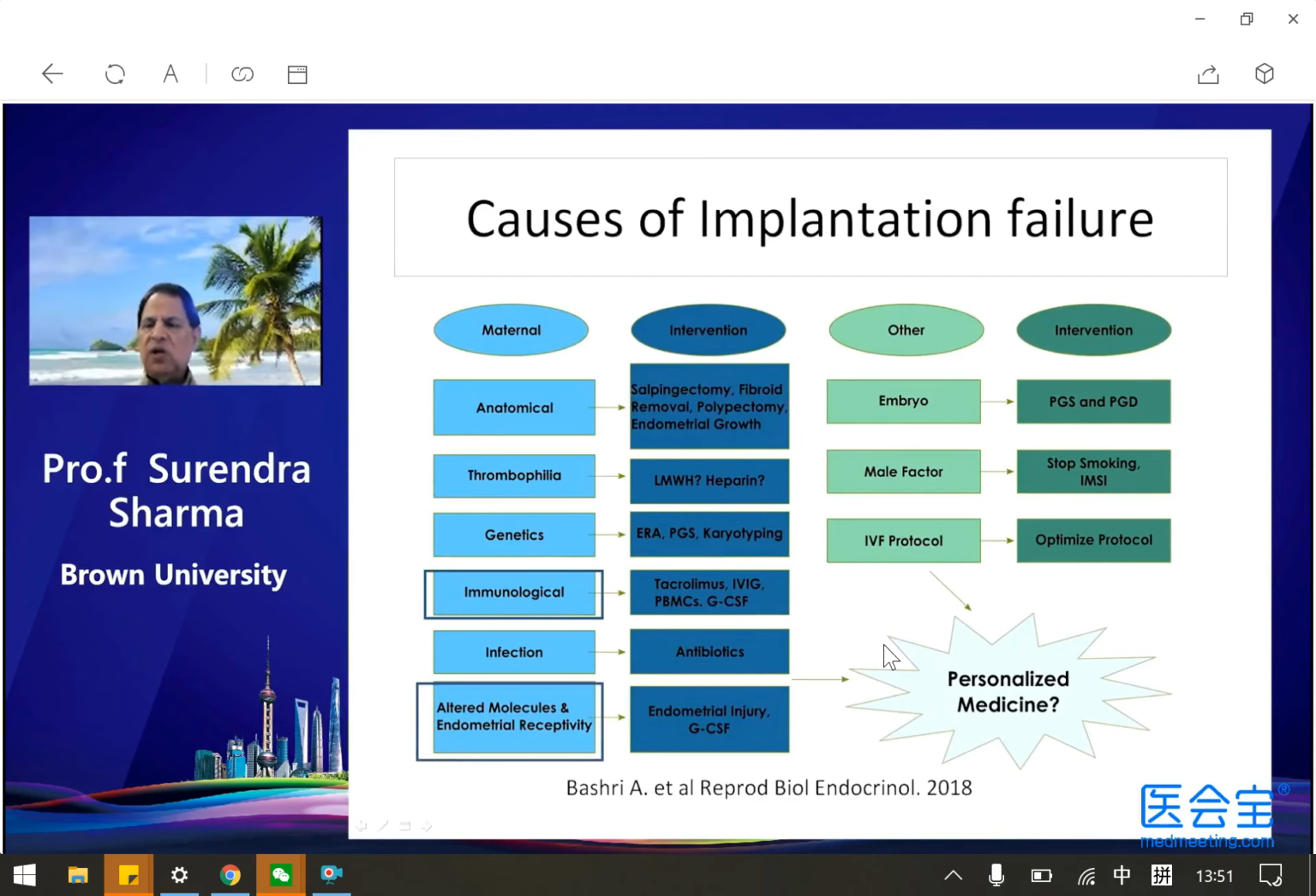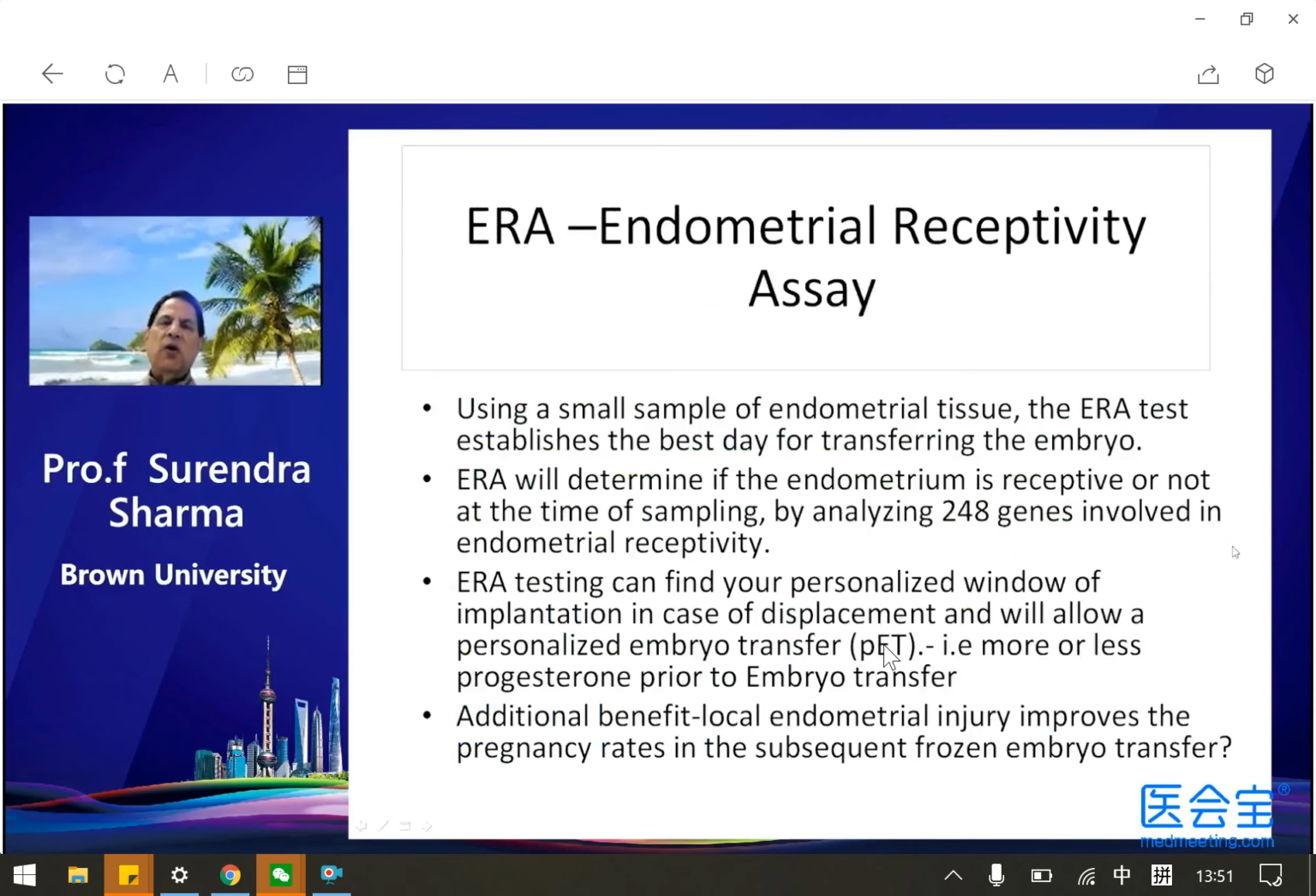So I just want to take you through one assay that is being widely used currently in the IVF clinics, and that is the endometrial receptivity assay. And why is it widely used? Because it uses endometrial biopsy in a mock cycle to establish the best day to transfer the embryo.